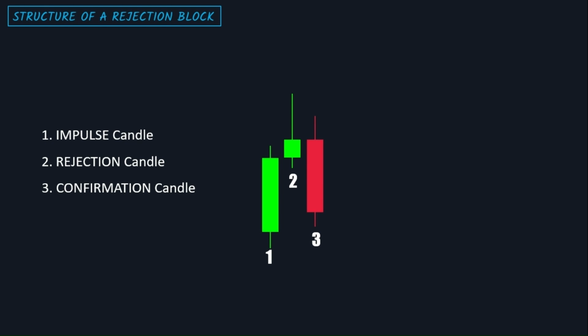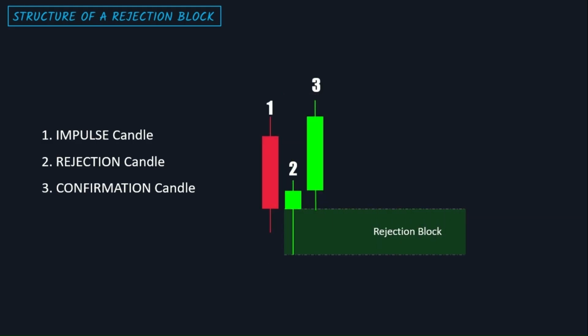For a bearish rejection block, the high of the middle candle must be higher than the highs of the surrounding candles. Once these conditions are met, the entire upper wick of the rejection candle becomes the rejection block zone. In some cases, the confirmation candle may have an even longer wick. If that happens, the longest wick in the sequence should be used to define the rejection block. The same logic applies to bullish rejection blocks, where the low of the middle candle must be lower than the lows of the neighboring candles, and the lower wick defines the rejection zone.